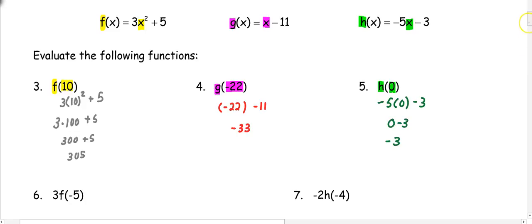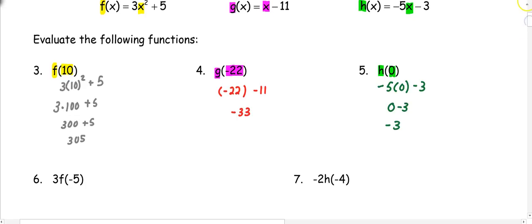Now, in 6 and 7, we have coefficients out front. So we're still going to use our f equation, and we're going to put negative 5 in for x, but then we're going to multiply that by 3 once we get a solution. So I'm going to write 3, and then in parentheses, I'm going to put what I substitute into my f of x equation. So I would have 3 times negative 5 squared plus 5. Everything in parentheses is just this equation rewritten with my x value.